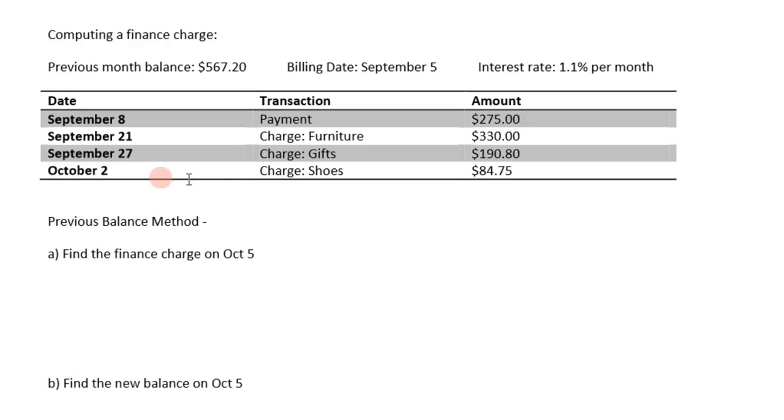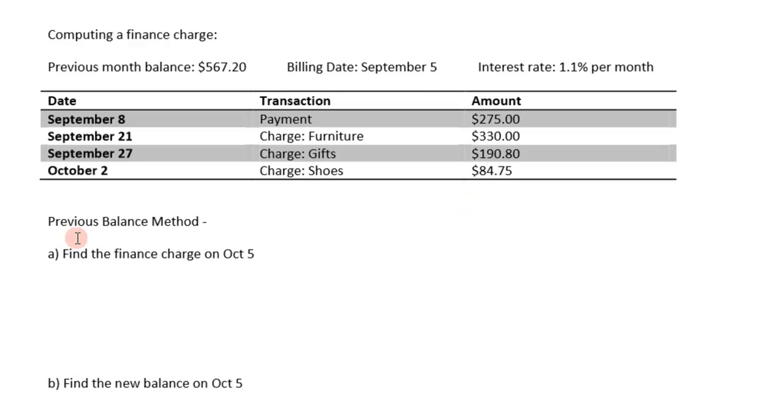Okay, so here's the table. Here are the transactions that occurred during the month between September 5th and October 5th. The very first thing we're going to do is figure out the finance charge on October 5th, and we're also going to find the new balance on October 5th, this time using the previous balance method. So here are the transactions that occurred during the month. There was a payment made of $275 that happened on September 8th. There were some charges made. Three more charges were made during the month, and here are the amounts.